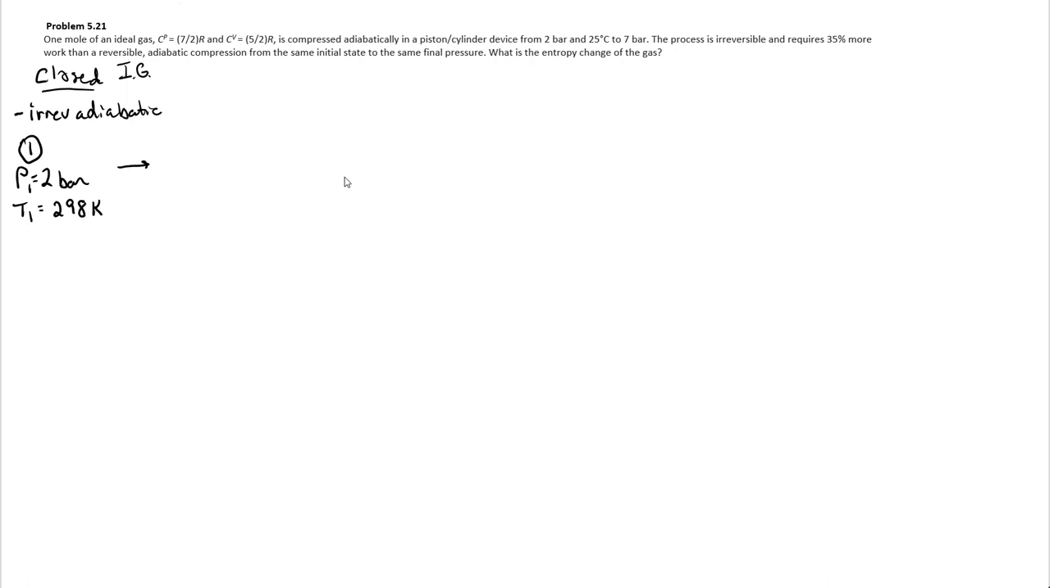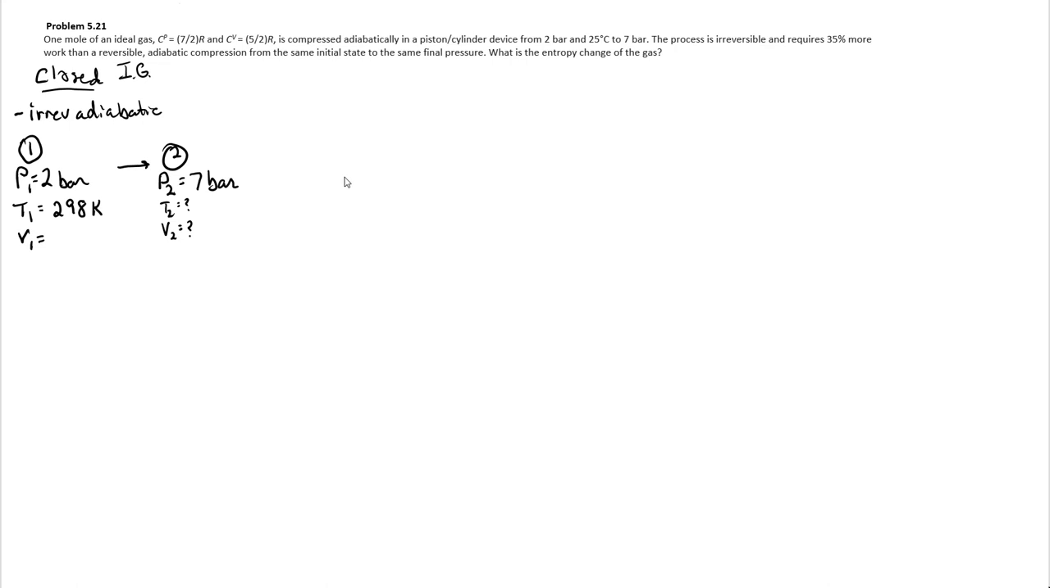All right, and then we go to state 2, and we are told that P2 is 7 bar. Notice we don't know anything about T2. We don't know anything about the molar volume or the total volume here. If we want, we can calculate V1. We'll leave that blank if we want to do that.